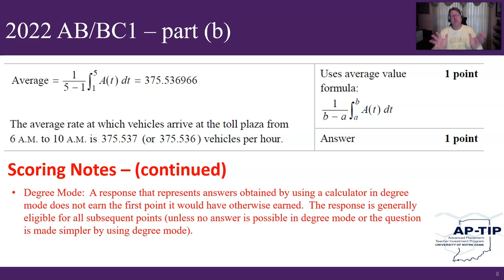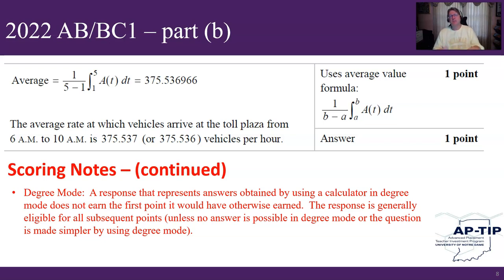And then degree mode, something we certainly need to discuss because this problem does contain a trigonometric function, sine. So a response that represents answers obtained by using a calculator in degree mode will not earn the first point that it would have otherwise earned. That response is generally going to be eligible for all subsequent points, unless an answer is not possible with degree mode or the question might be made simpler by using degree mode. And I'm going to talk about that very instance here later on in this problem.